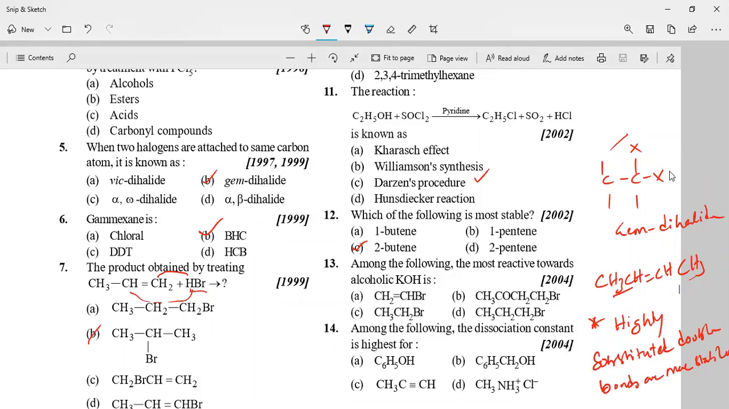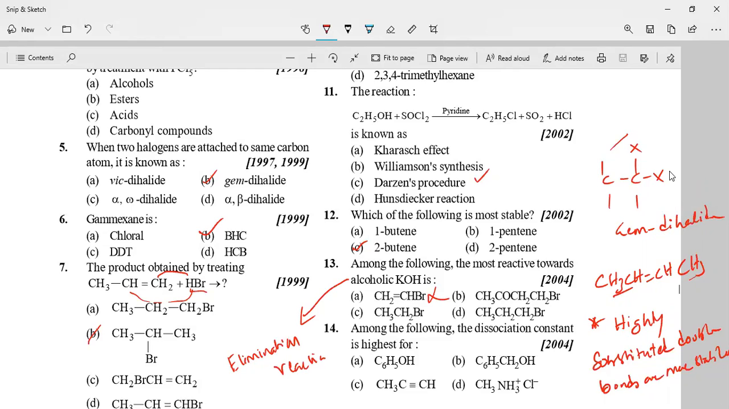Next one: among the following, which is most reactive towards alcoholic KOH? Alcoholic KOH means which type of reaction will it undergo? Elimination reaction.